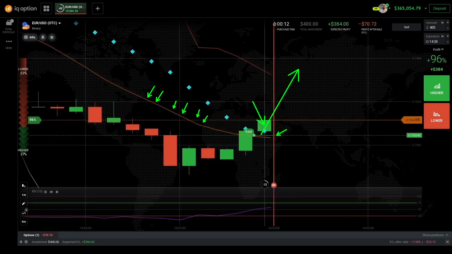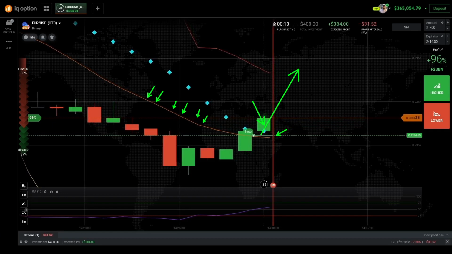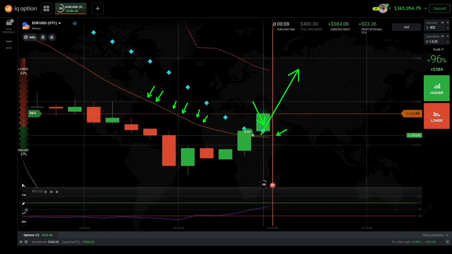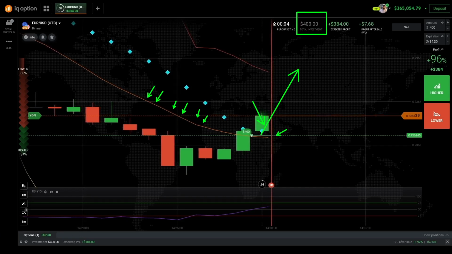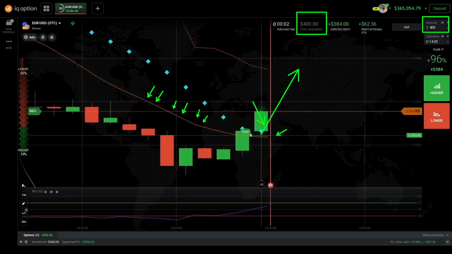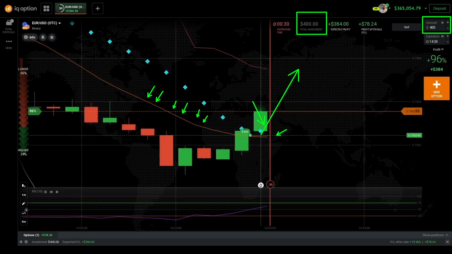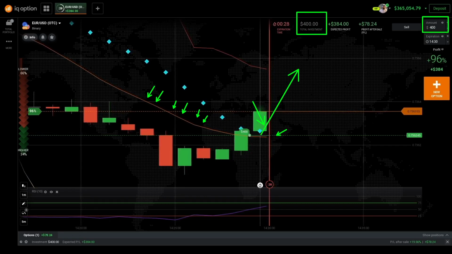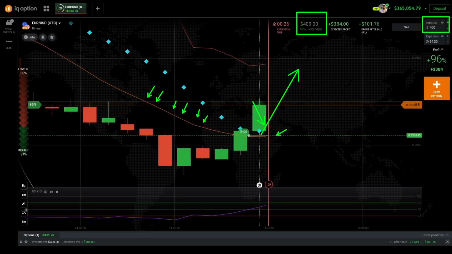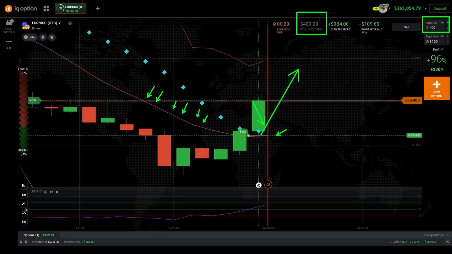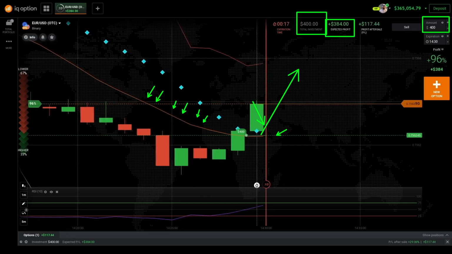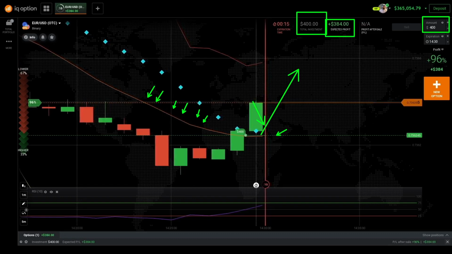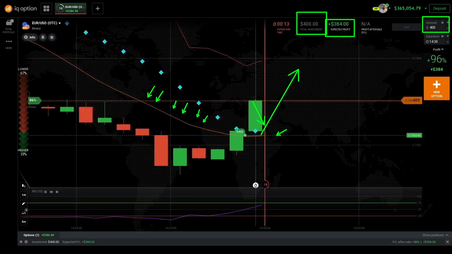Yep, as expected. I'm investing right now. As you can see, $400. I don't like to invest more than $400, right? Sometimes I invest more, but in most cases I like to stick with $400 or less. I'm making $384 in one trade. That's amazing. That's really amazing, guys.